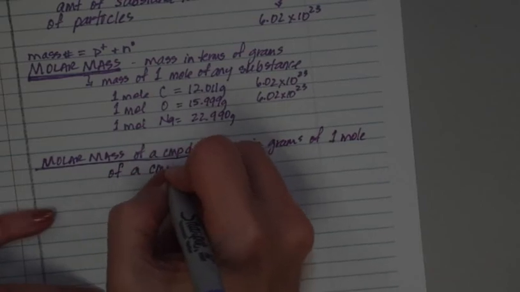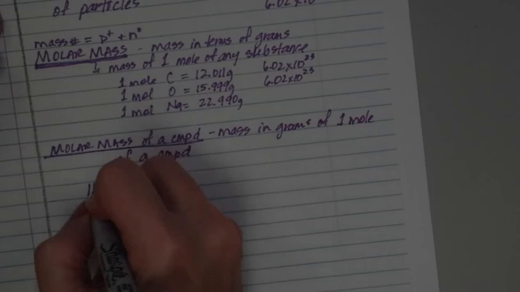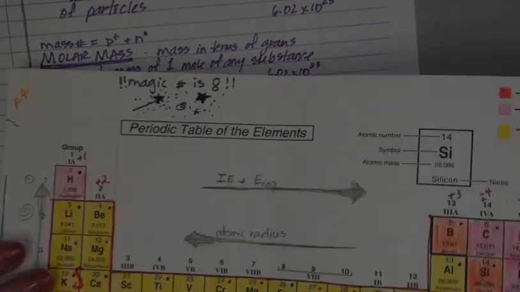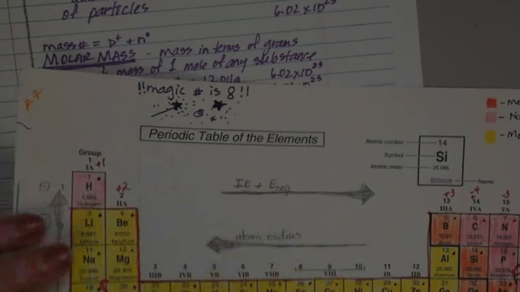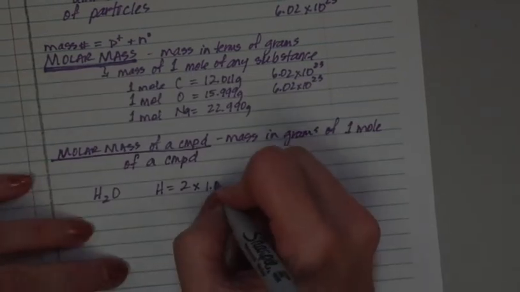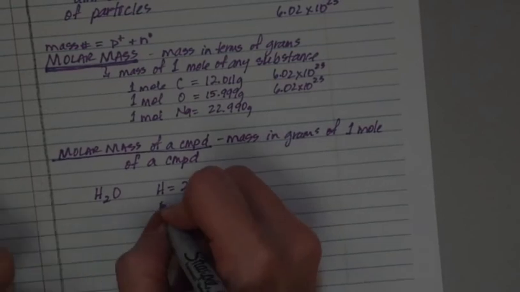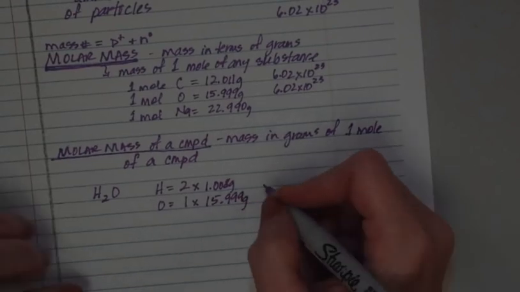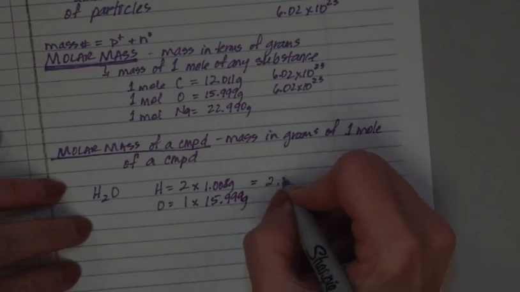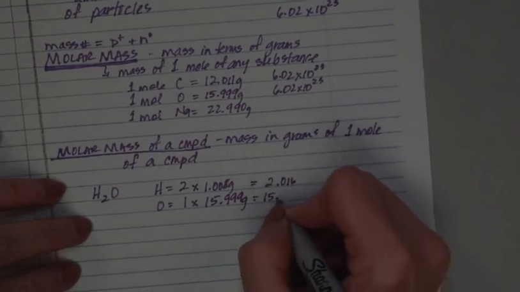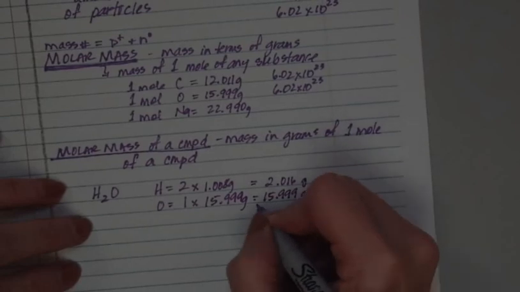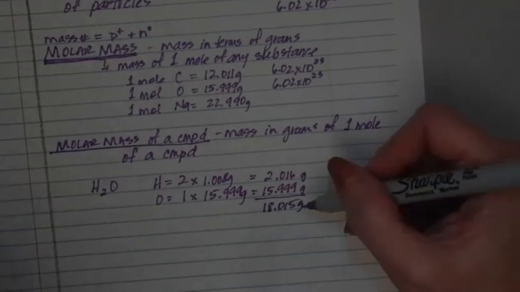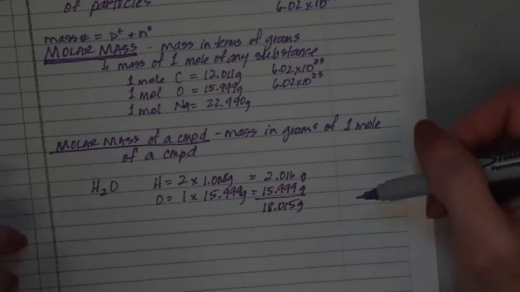So if I'm talking about water, water's H2O, I have 2 H's, and if I look at the periodic table, each hydrogen weighs 1.008 grams. So if I have 2 moles of it, each one's going to weigh 1.008 grams. I have 1 oxygen, and I look on my periodic table, and the oxygen is 15.999 grams per mole. So I do the math: 2 times 1.008 is 2.016. 1 times that is 15.999. And I add those two up and I get 18.015 grams. So if I want 1 mole of water, I have to go back and mass out 18.015 grams of water. We can do this for any compound that we have, and we're going to practice on that in your packet.